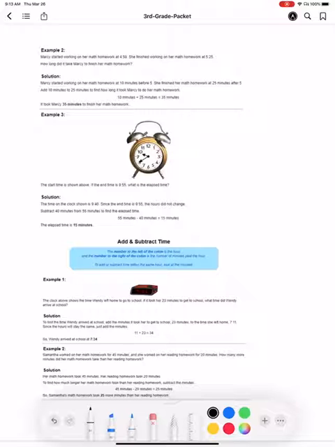Example 2 is just a bit harder. Example 2 says, Marcy started working on her math homework at 4:50. She finished working on her math homework at 5:25. Okay, how long did it take Marcy to finish her homework? Again, we're doing subtraction work.